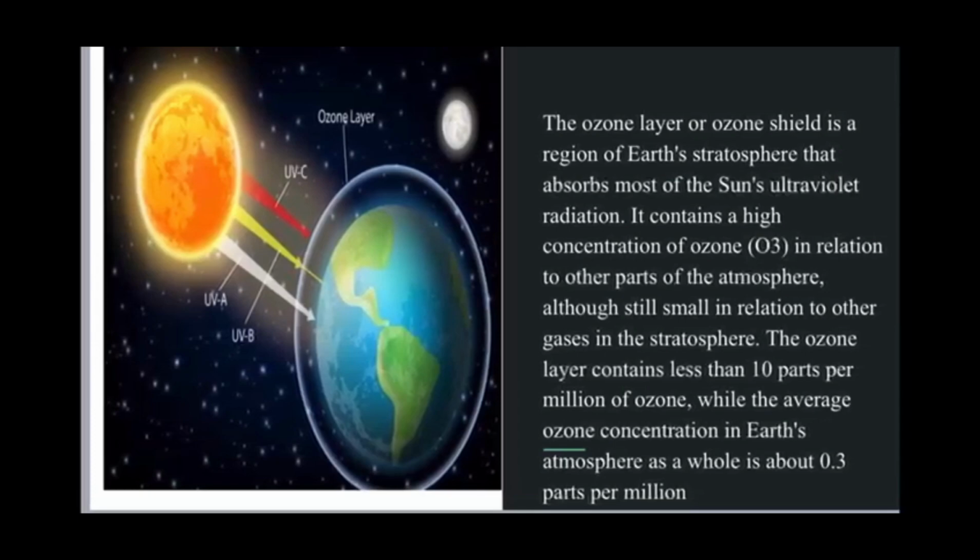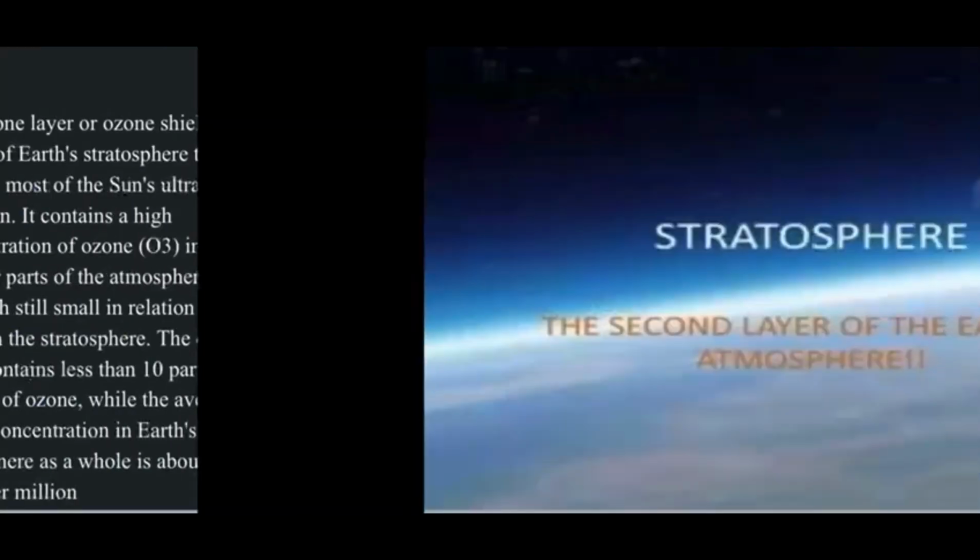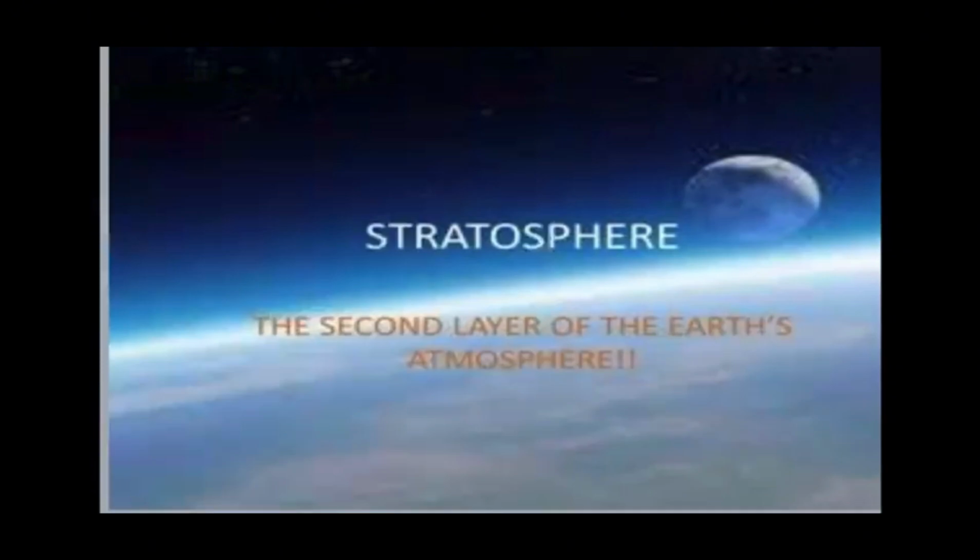Although still small in relation to the other gases in the stratosphere, the ozone layer contains less than 10 parts per million of ozone, while the average ozone concentration in the Earth's atmosphere as a whole is about 0.3 parts per million. Now, the next layer is the second layer of the Earth's atmosphere, known as the stratosphere.